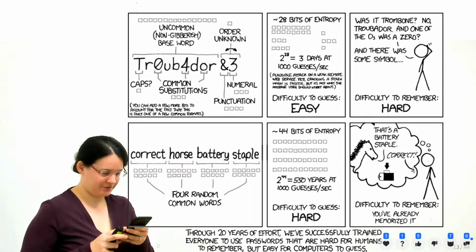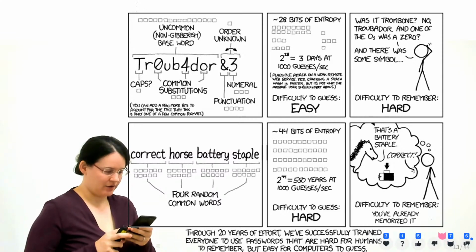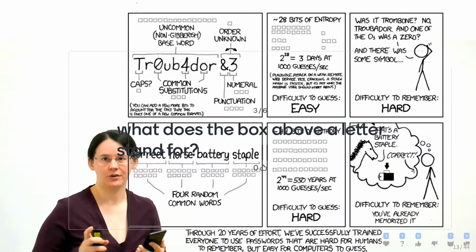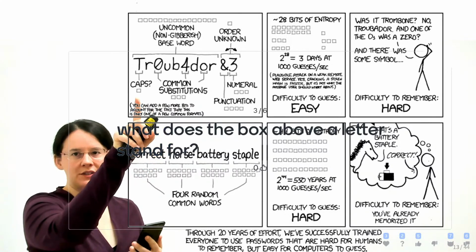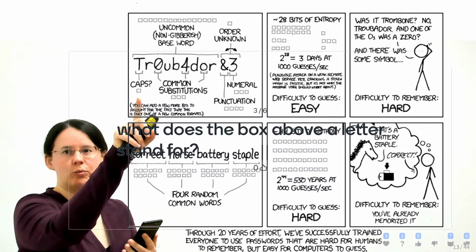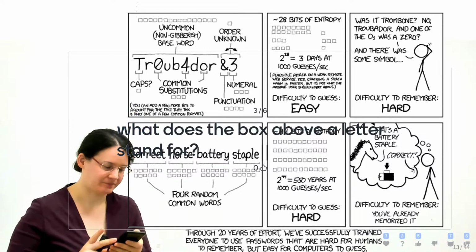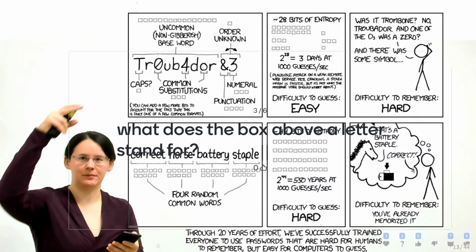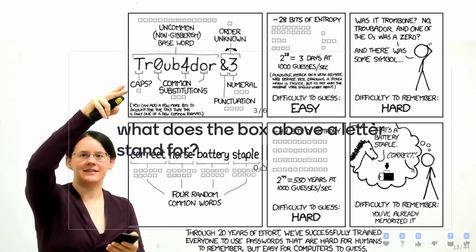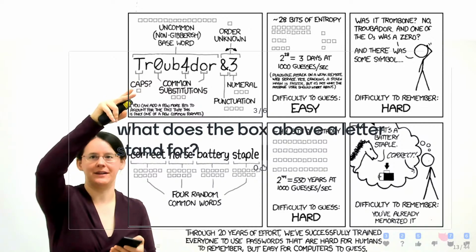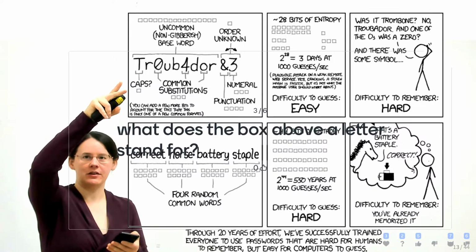What else do we have here? What does the box above the letter stand for? Well, each box here represents one bit of entropy. So it doesn't say anything about the particular letter, but it says something about the choice we made at this point, like caps lock, yes or no.